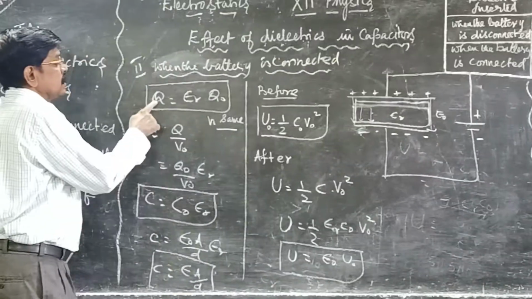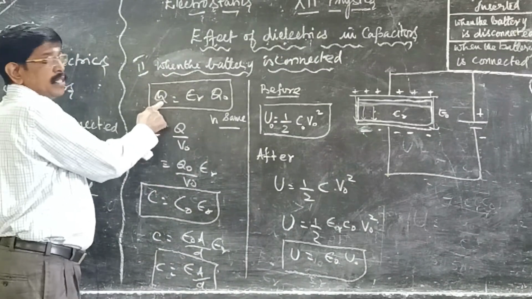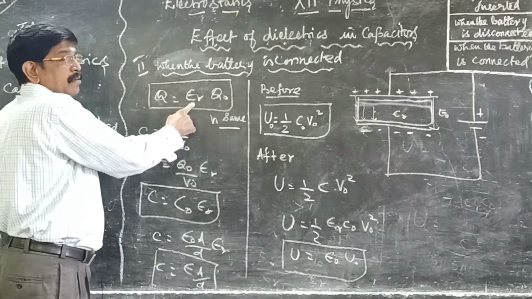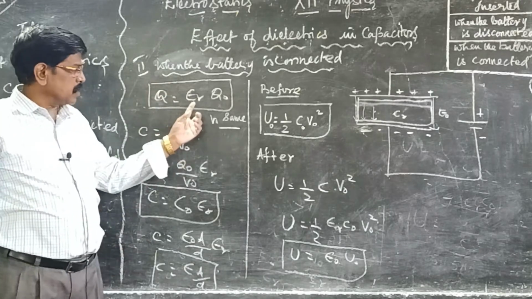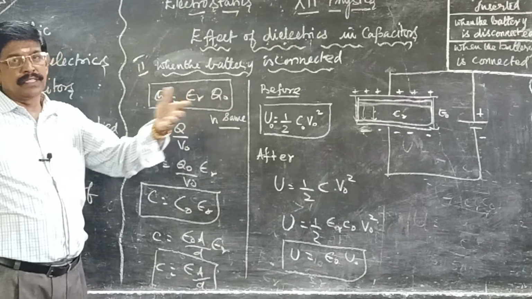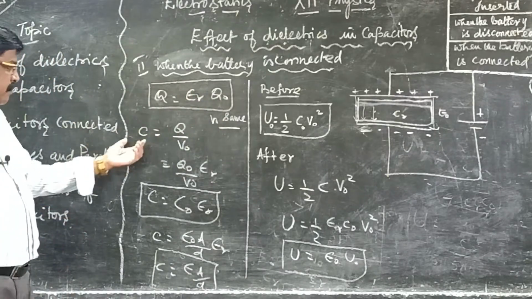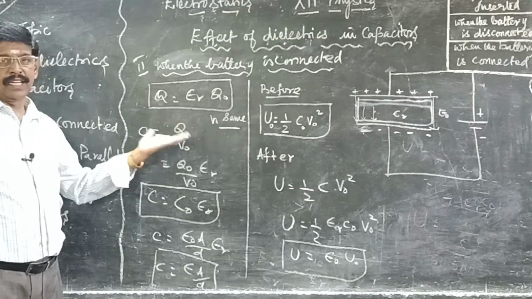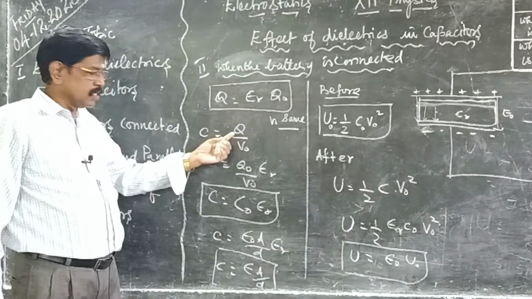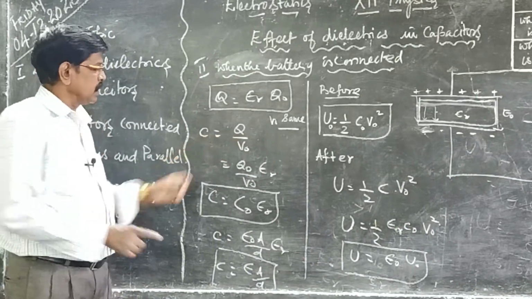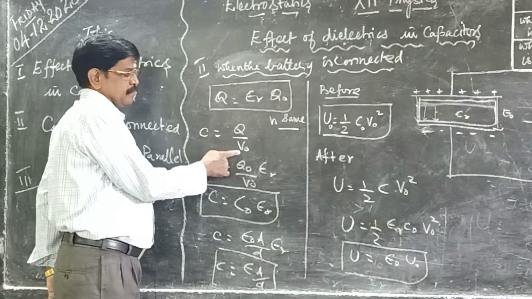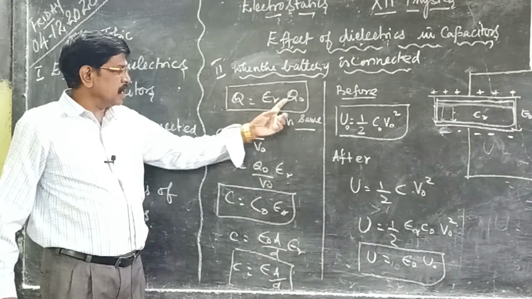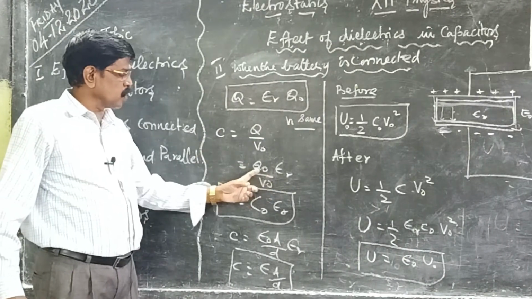So what is the charge now? Q is the charge, Q naught is the original charge. So after the introduction of dielectric, Q equal to epsilon r times Q naught. So the charge is increased. What is the formula for C? For the ordinary case, C naught equal to Q naught by V naught. In this case, since the charge is changing, the new capacitance C is Q by V naught. Now you substitute Q: epsilon r Q naught by V naught.